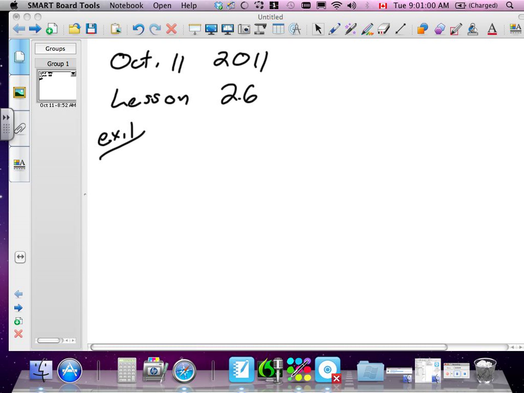Okay, we're doing lesson 2.6. Today's October 11th, 2011. We're going to go over maximizing surface area and maximizing volume.